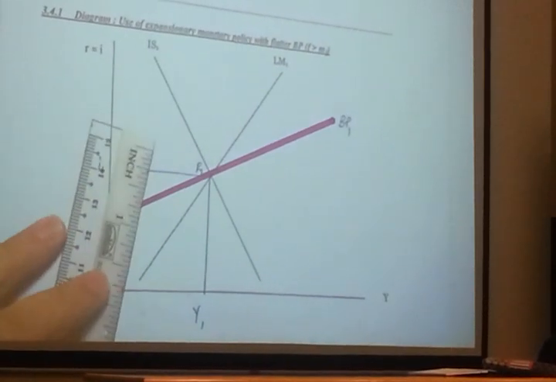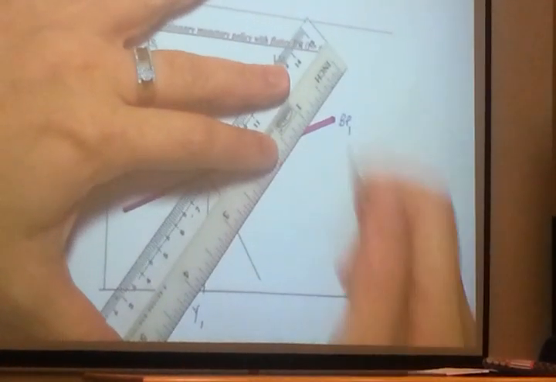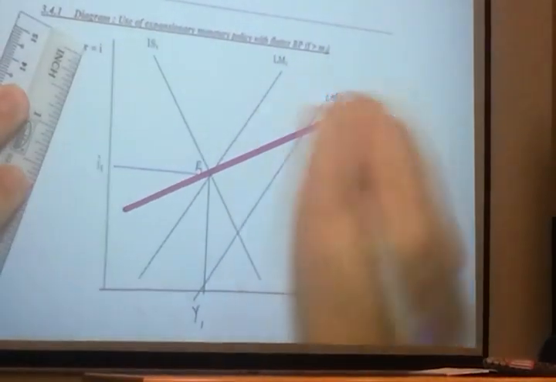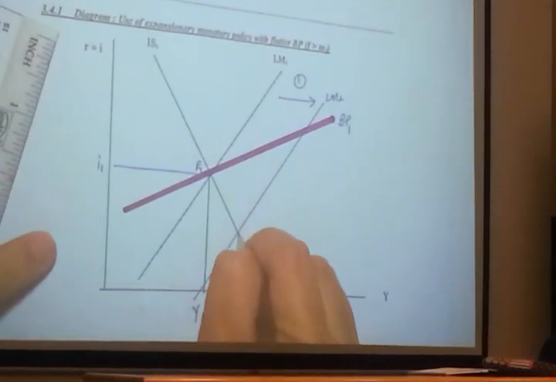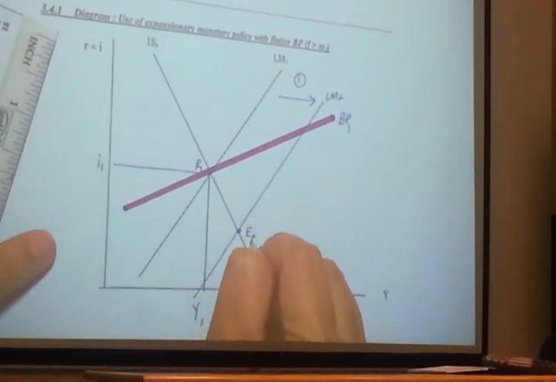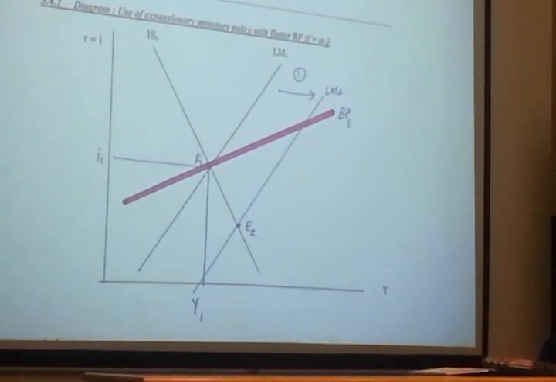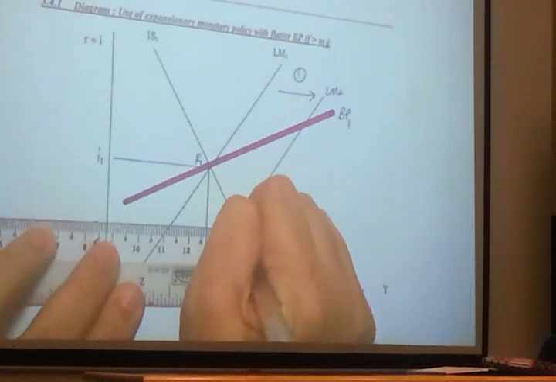So we are doing monetary policy. Do a sizable shift. As long as you can find E2 will do. Mark down your new equilibrium.